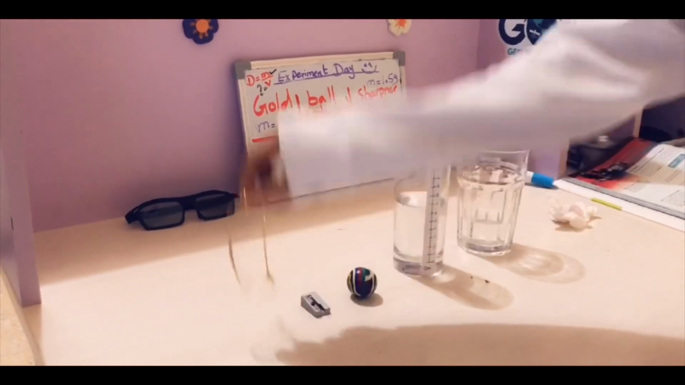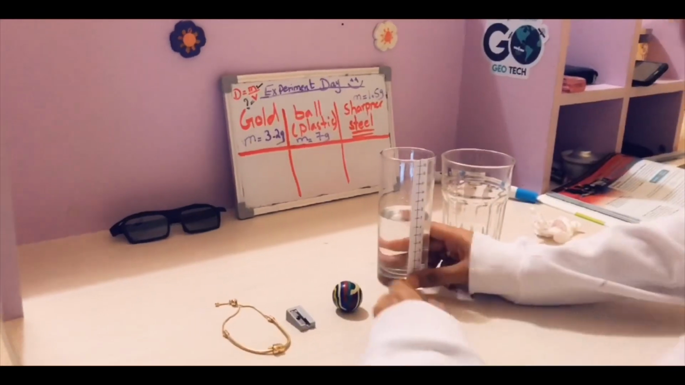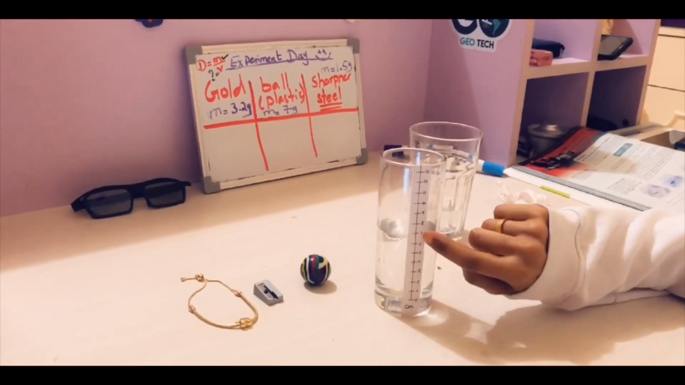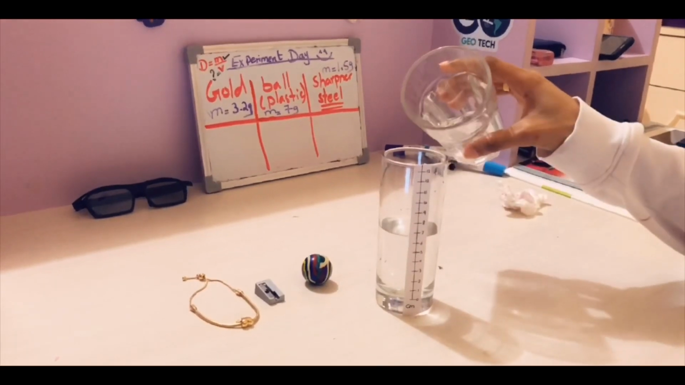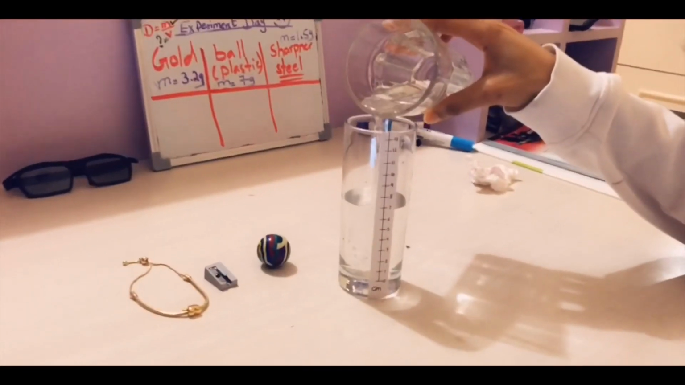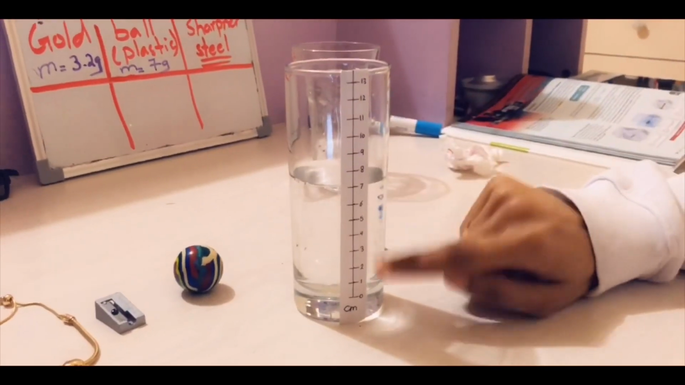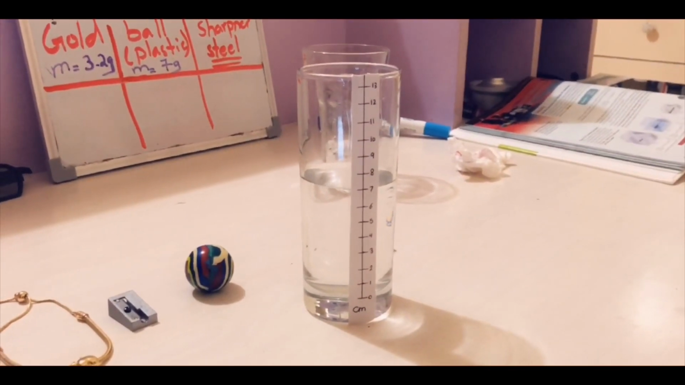So I'm gonna start with gold first. Before that, I just need to be as accurate as possible with the measurements here. So I'm just gonna add water until 7 centimeter. Okay, so it's 7 centimeter now, before I add any of the household material that I have.